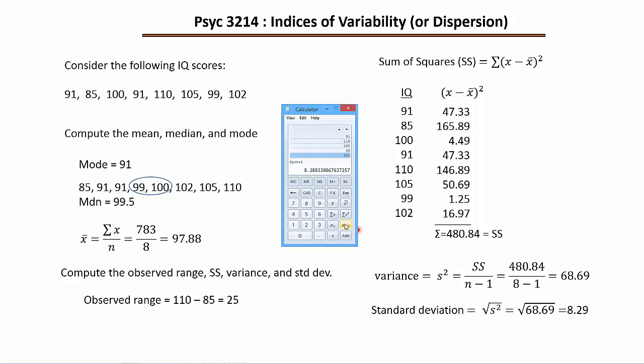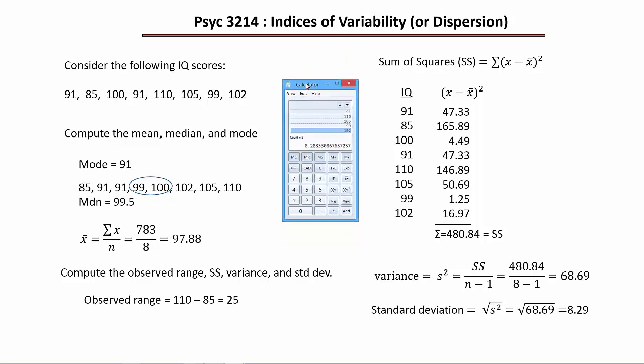So that is a quick review then of the indices of variability or dispersion. Let me know if you have any questions, and I will post a homework assignment for you to work through your own sample data set.